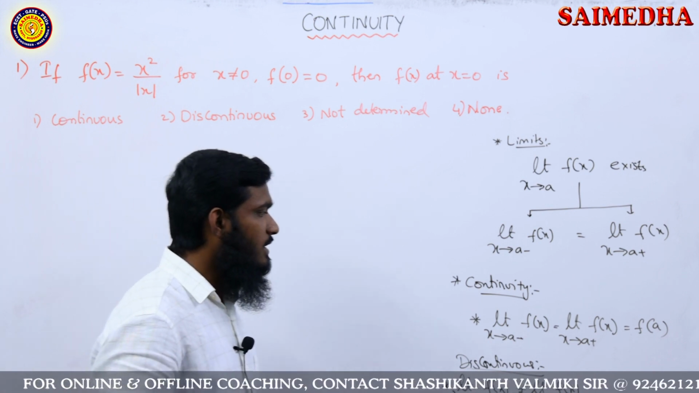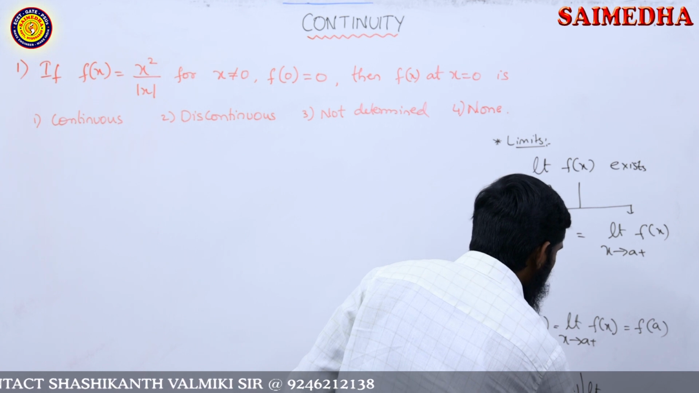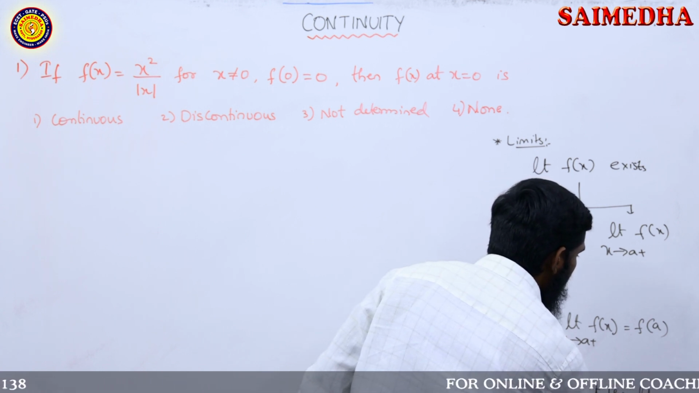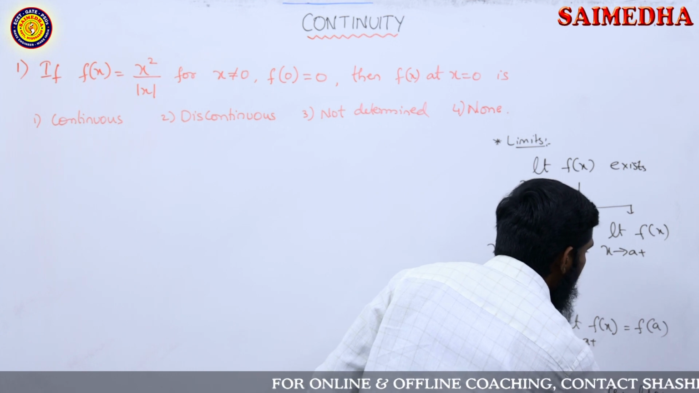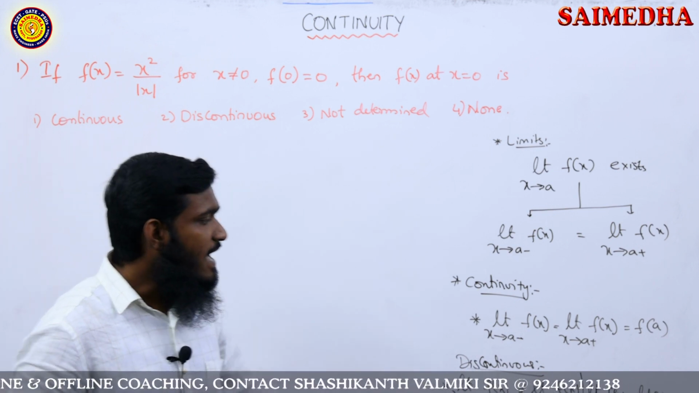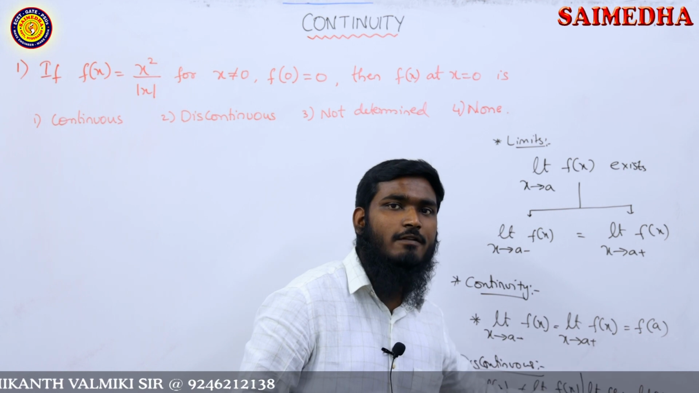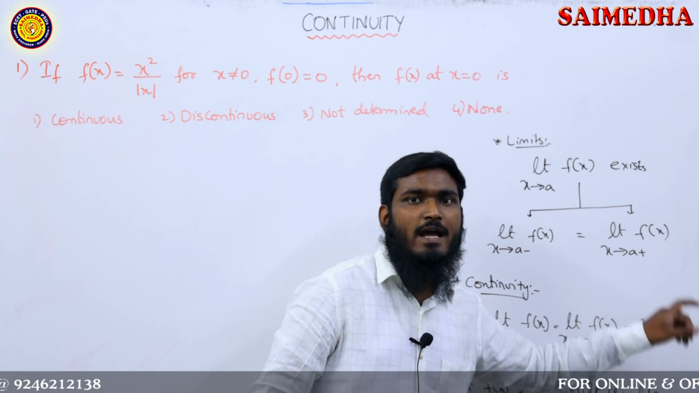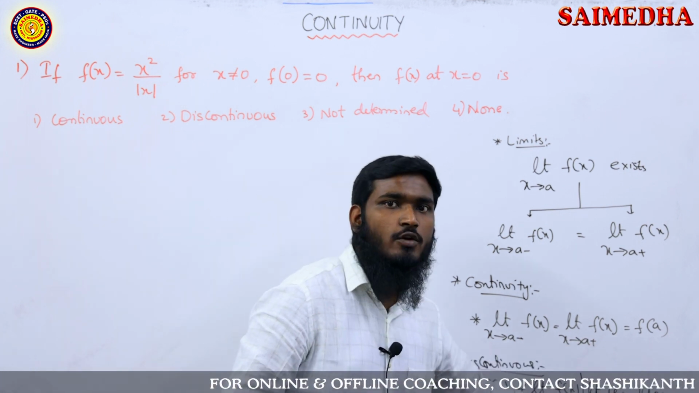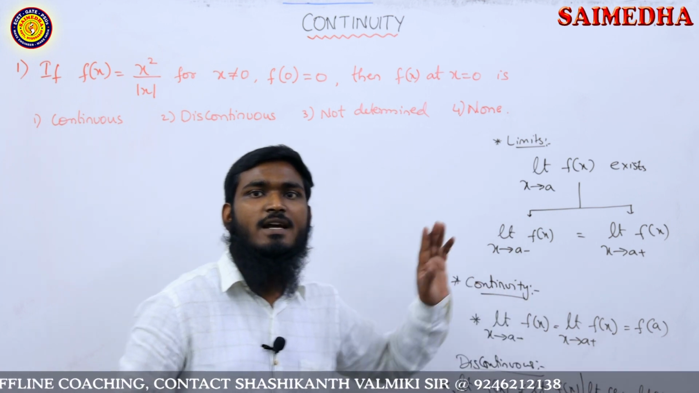Now one more condition, when limit x tends to a minus f of x is equal to limit x tends to a plus f of x, but it is not equal to f of a. LHL value is equal to RHL value, but this LHL and RHL values are not equal to value of the function. Okay, in simple words, this limit value is not equal to value of the function, then also we can say the function is discontinuous.